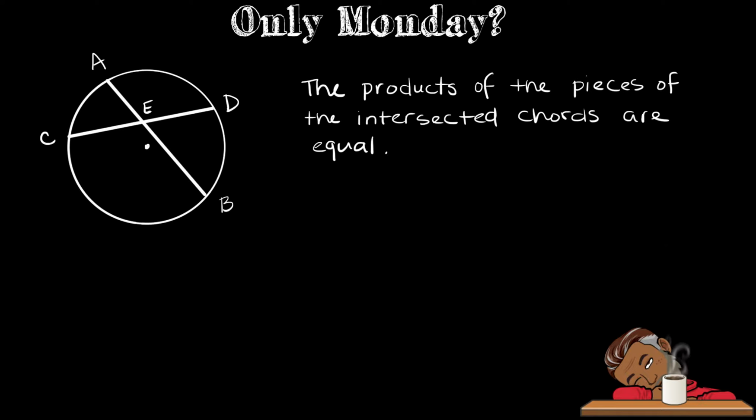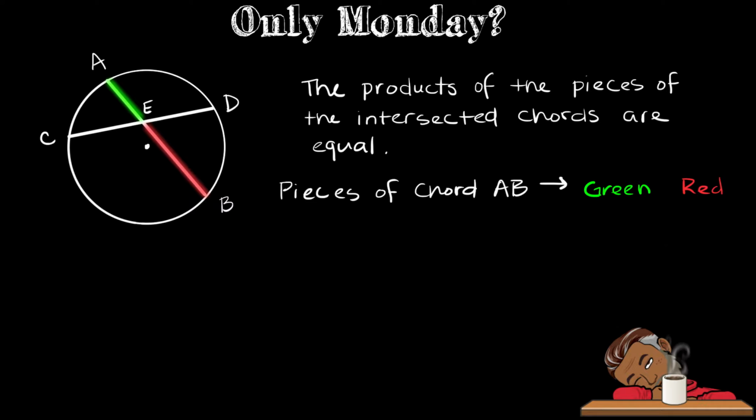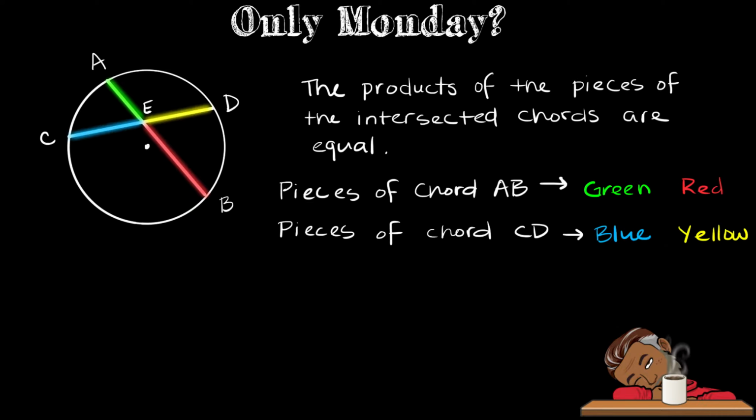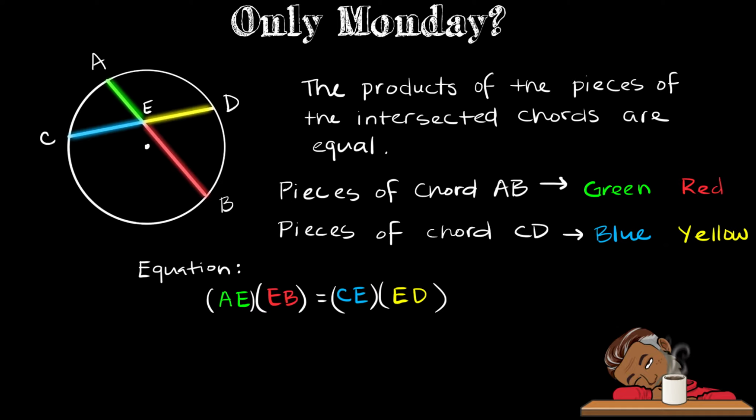Now, this is a lot of words, so we want to break it down. So let's color code some things here. I'm going to take chord AB and break it up into the green chord and the red chord, AE and EB. And then I'm going to do the same exact thing with chord CD. So chord CD is going to break up into the blue and the yellow chords, CE and ED. Now, based on the property written above, the products of those pieces, so if I multiply the red chord and the green chord, it will equal the blue chord times the yellow chord, or AE times EB, right? So those pieces make chord AB. If I multiply them, I will get the product of CE and ED.